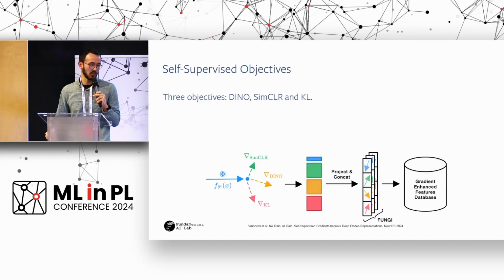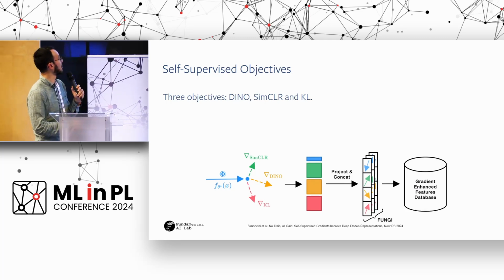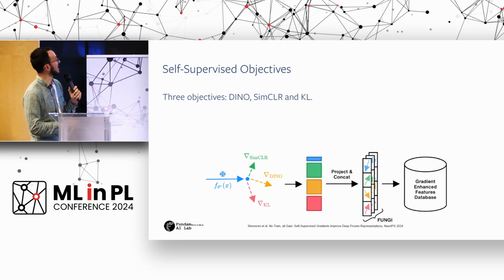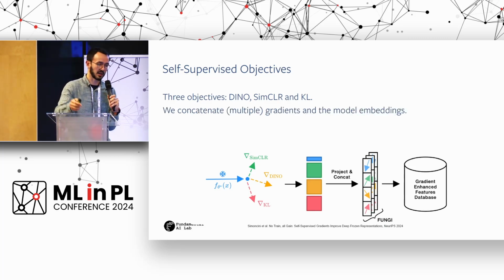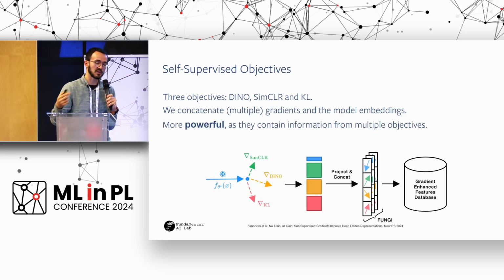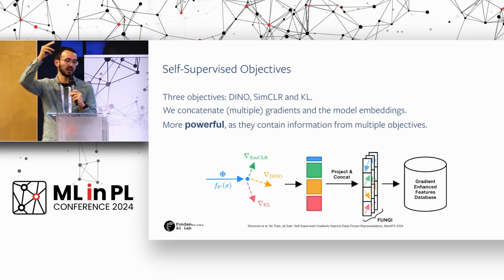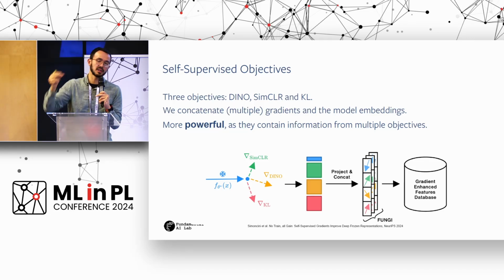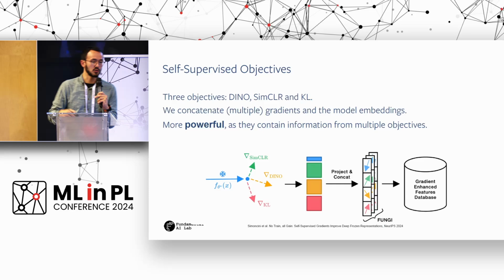And now what we do is we combine three objectives. If we had this vector that points to the embedding, we now get the gradient from SimCLR, DINO, and Kullback-Leibler divergence. And we can simply concatenate all of these features together, get, let's say, a 4 times bigger vector, and then reduce the dimensionality again with PCA. And then we simply put it into our database, right?